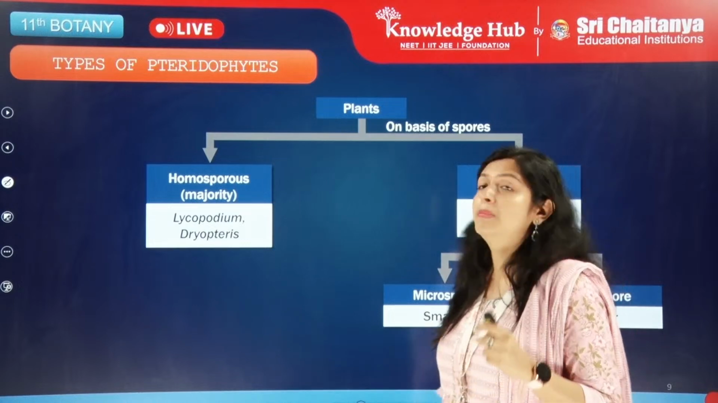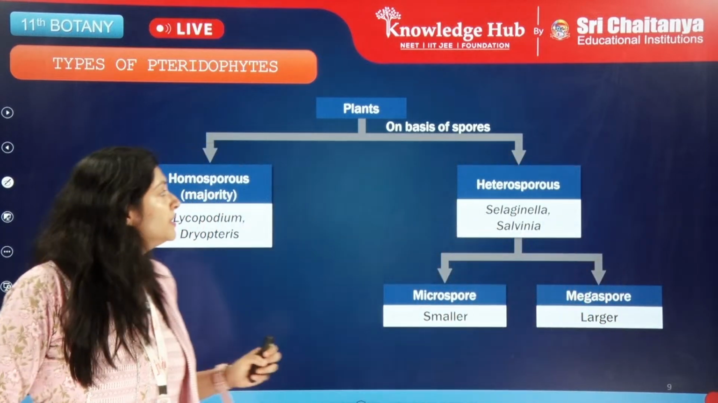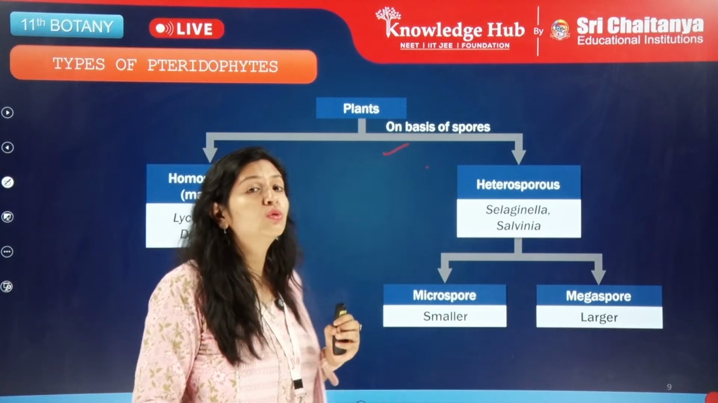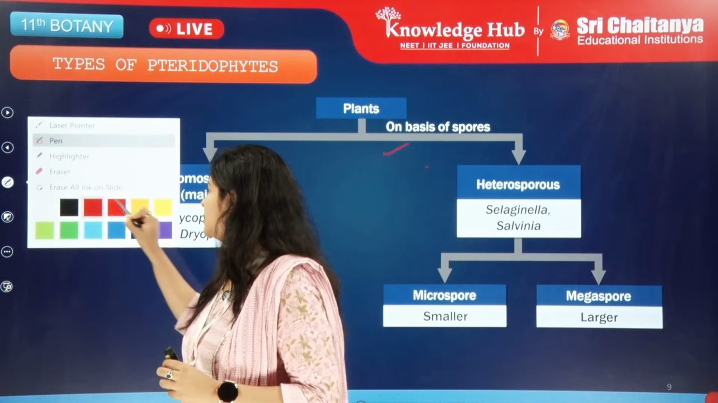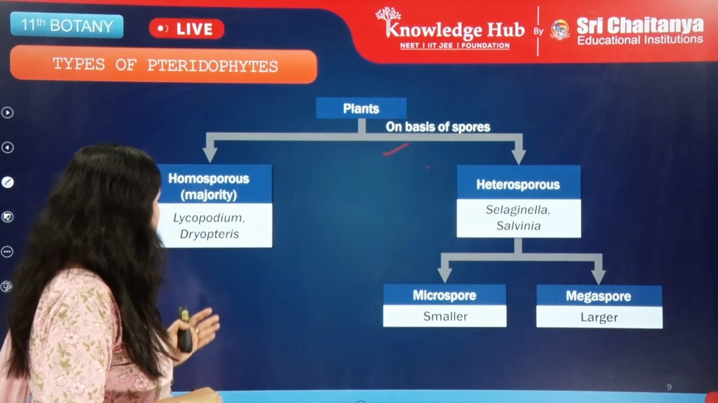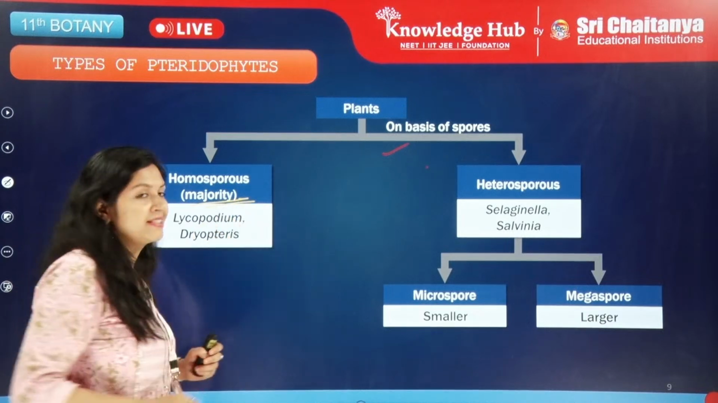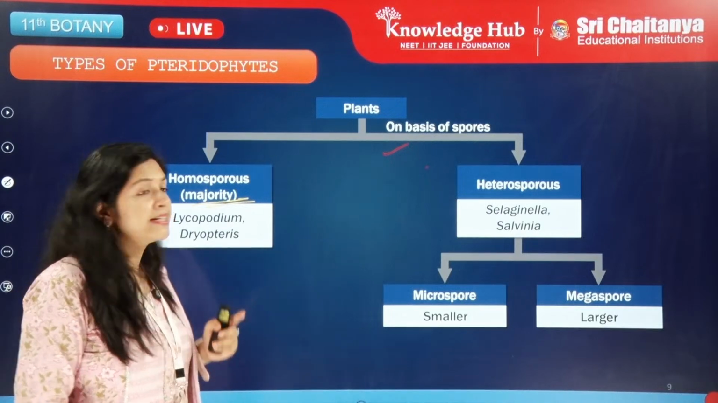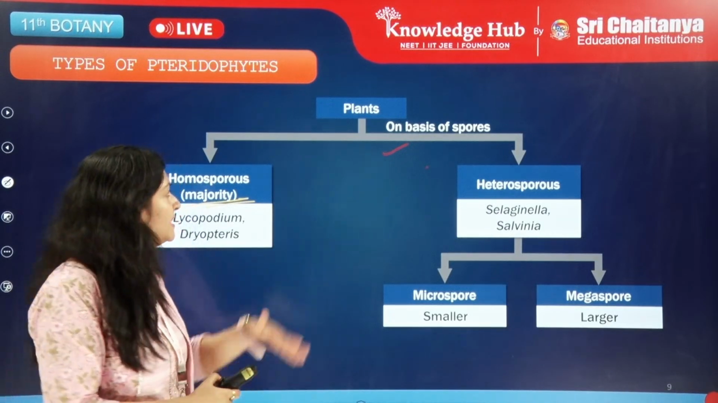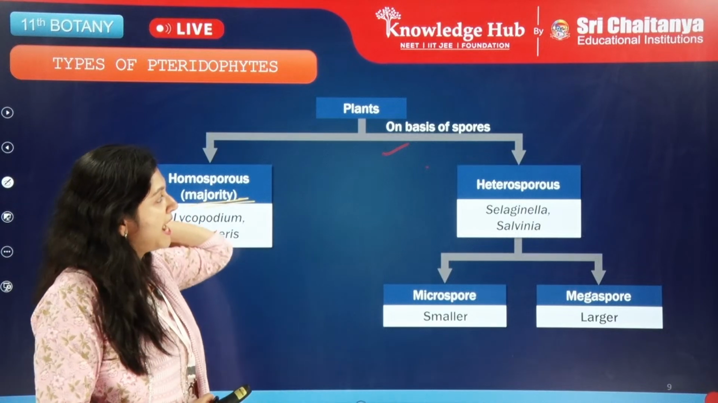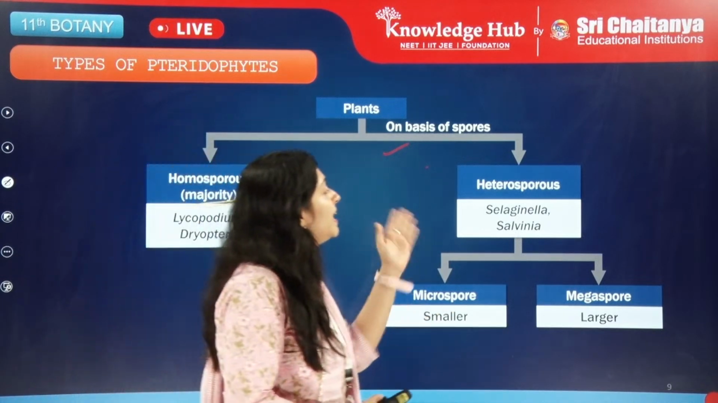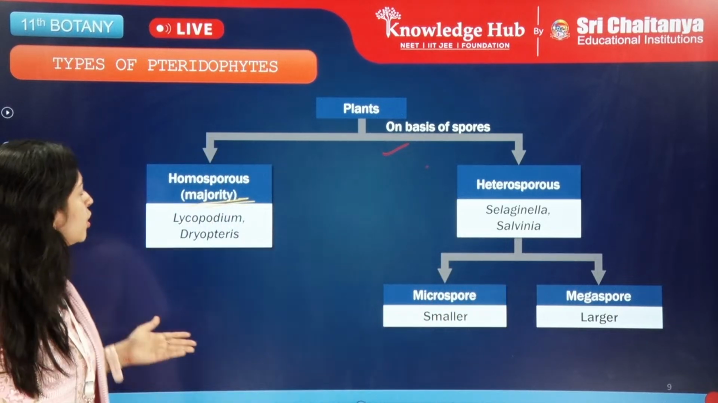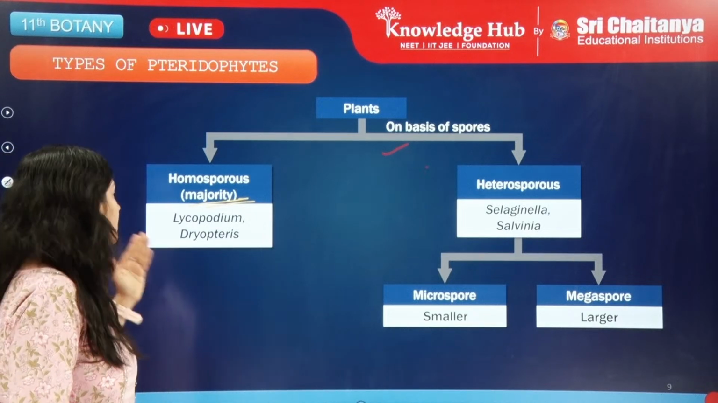Now let's see the plants. On the basis of spores, how are they classified? On the basis of spores, plants are divided into two types. Either they are called homosporous, which is the majority of the plants, like Lycopodium and Dryopteris. We'll be discussing homosporous plants in this particular lesson, and in the next lesson we will be discussing the heterosporous plants.